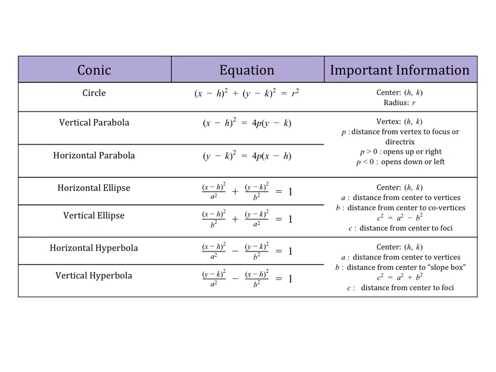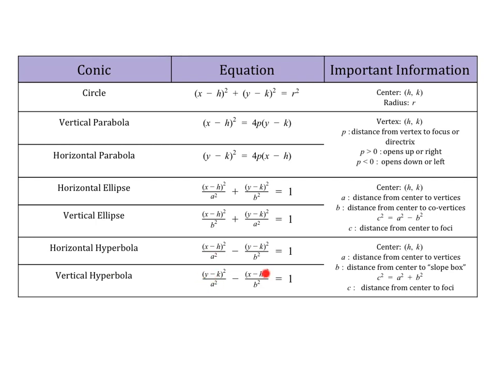Okay, and the last two are the hyperbolas. Remember, it kind of looks like an ellipse equation, except it's a difference instead of a sum. It's going to be a horizontal hyperbola if your x term comes first. Remember, for these, notice a squared always comes first. So if your x term comes first, it's horizontal. If your y term comes first, it's vertical.